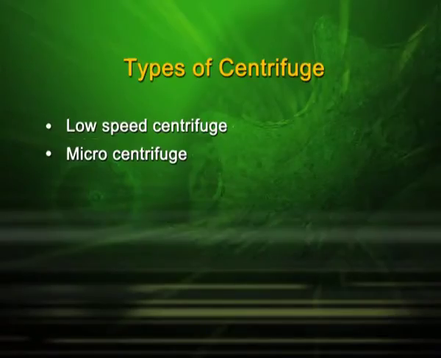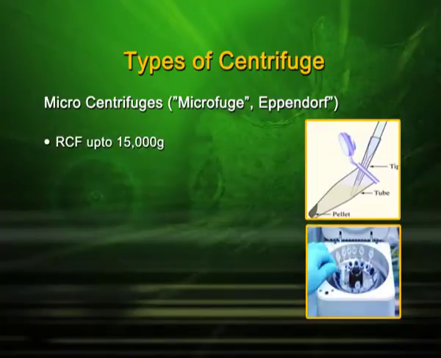The second type of centrifuge is the microcentrifuge. As the name itself indicates, suppose you have samples in very minute quantities in microliters, then we go for this centrifuge called microcentrifuge. Most commonly it is used in the biochemical and biotechnology labs, and it can have an RCF up to 15,000 G. It can be with or without refrigeration.